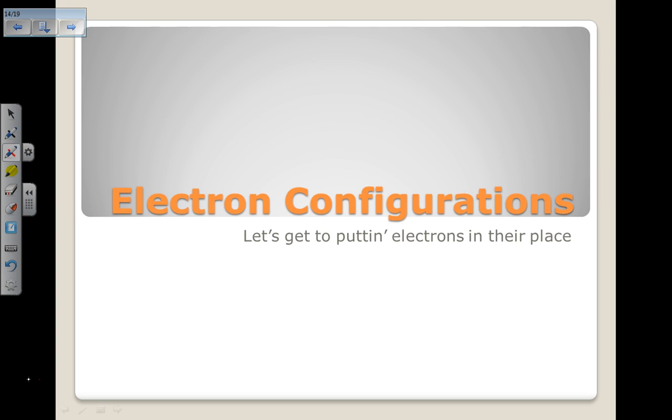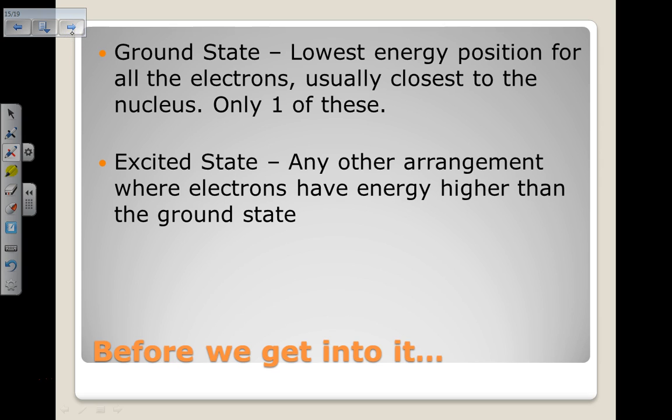It's pattern based. The periodic table makes a ton of sense once we get through this, and there are a lot of neat patterns that happen because of electron configurations. So before we get into actually doing electron configurations, let's talk briefly about a little bit more vocabulary.